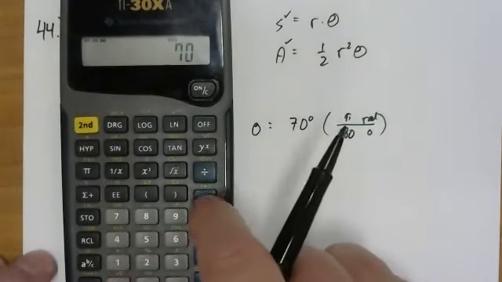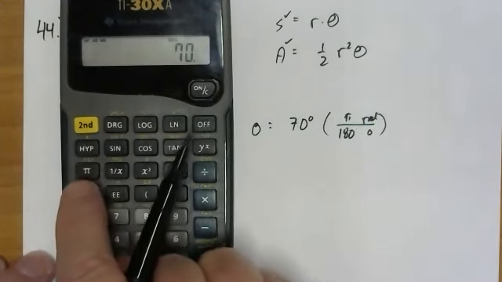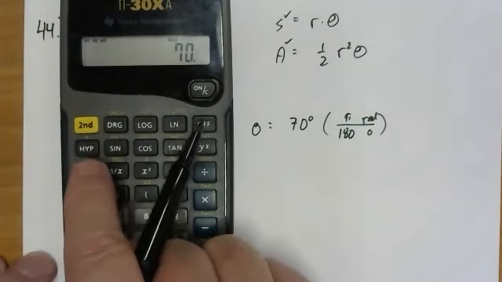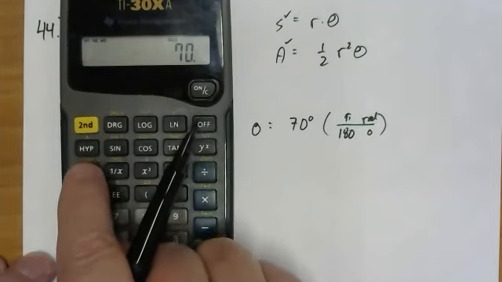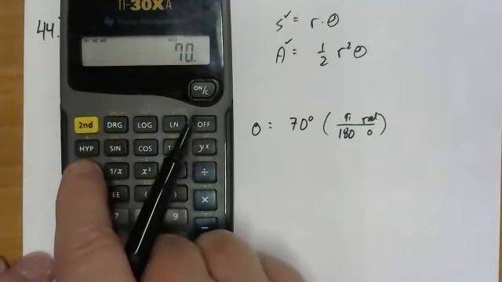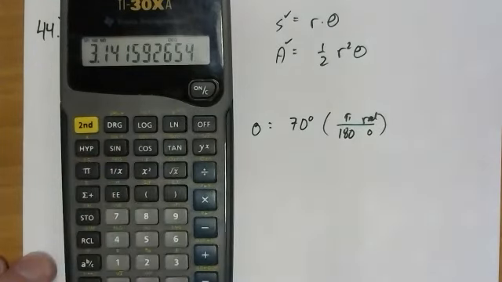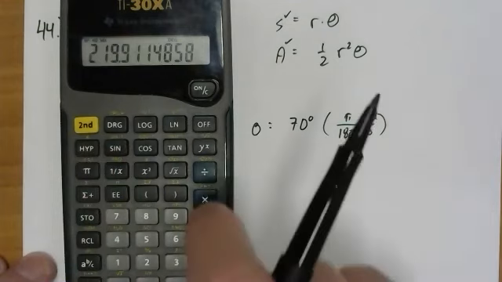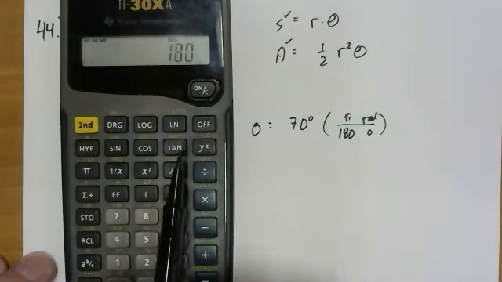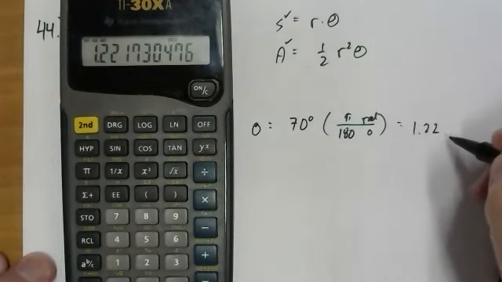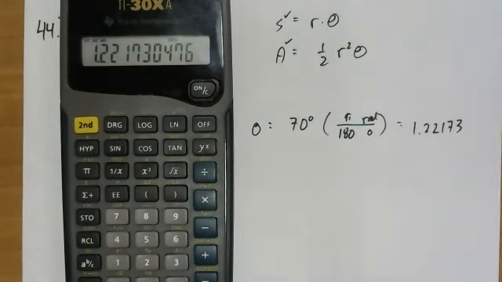So I'm gonna take 70 times pi. Now I have a pi in my calculator. If some chance, for some reason you don't, you're gonna have to enter pi out to at least 4 or 5 digits, 3.1415, whatever. You can't just enter 3.14 or you might end up with the wrong answer. So there's 70 times pi, then divided by 180. So I'm gonna write 1.22173, just to be extra safe, 5 digits.